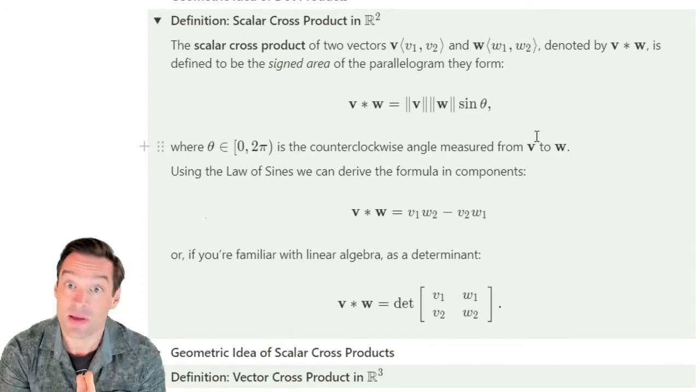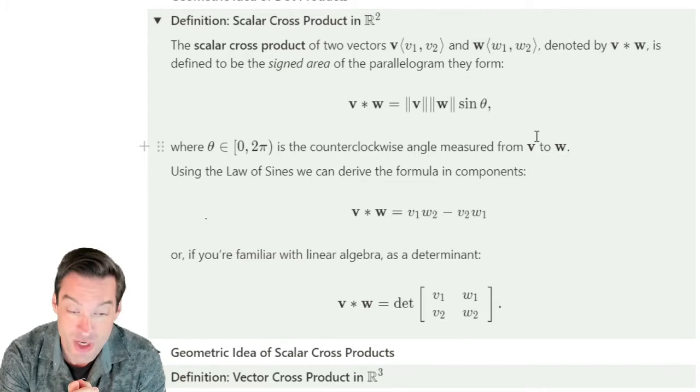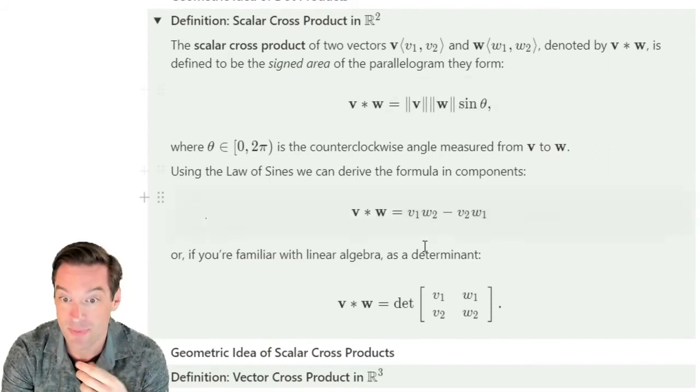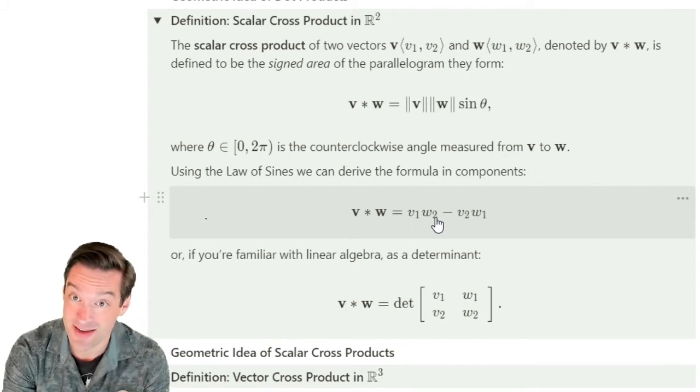But the good news is that, using the law of sines from geometry and trigonometry, we can find out that if you give me two vectors in two-space, the area of that parallelogram is nothing more than the first component of the first vector multiplied by the second component of the second, minus the opposite: the second component of the first multiplied by the first component of the second.